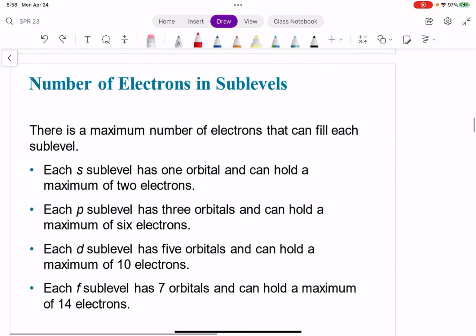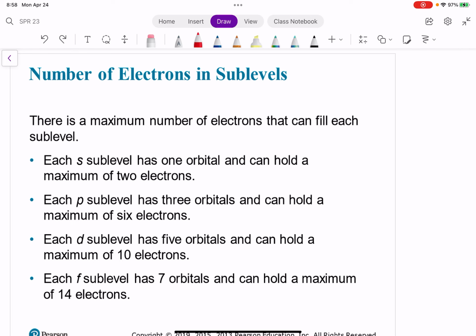Okay, so the number of electrons in sublevels. Like we said, the max number of electrons in each orbital is 2, and there's a max number of electrons because of that that can fill each sublevel. So the S sublevel has only 1 orbital. So how many electrons can that orbital hold? 2. So the S sublevel as a whole can only hold 2 electrons.